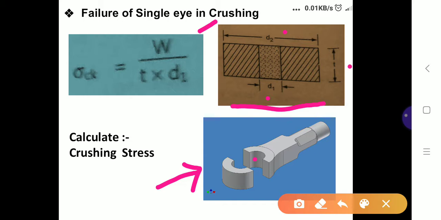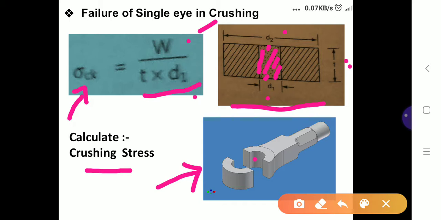For crushing we concentrate on this center portion, so failure occurs on that center portion. So crushing stress, which is represented here, sigma ck is equal to load upon area. Load is represented by W, or we also say force, and area is this thickness into d1, means the rectangular portion area.